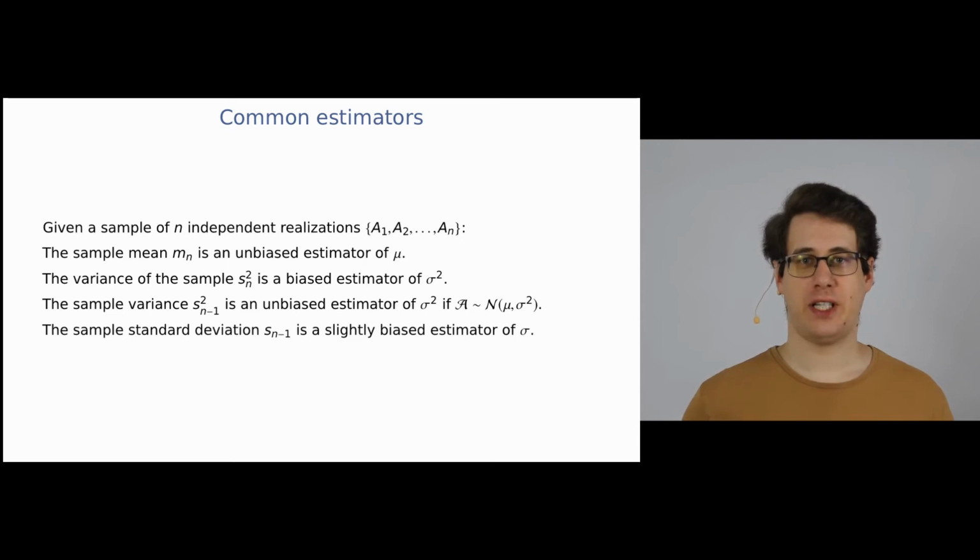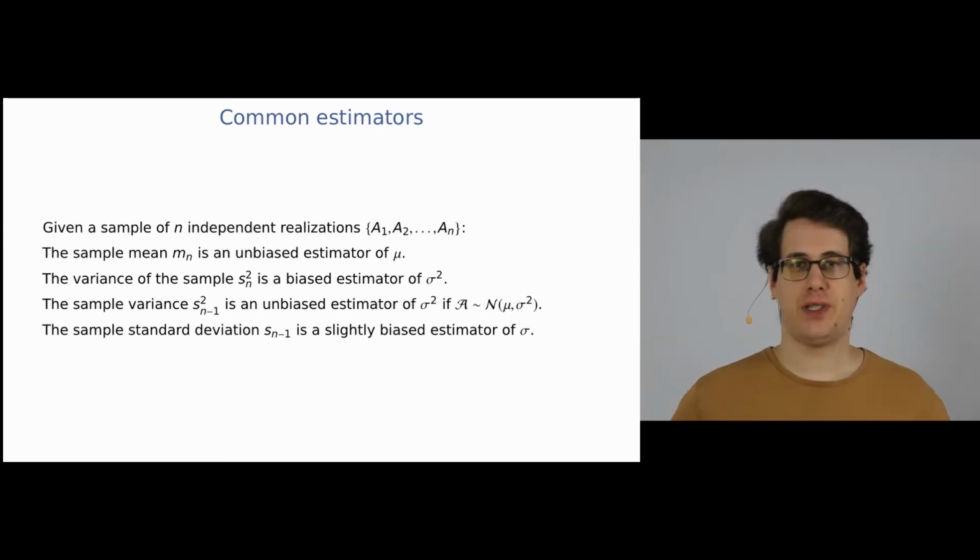The sample standard deviation is simply the square root of the sample variance. It is a biased estimator of sigma because the square root introduces a small deviation. However, this deviation is quite small for large sample sizes, in which case it is quite common to neglect it. This is due to Jensen's inequality. We can now use these building blocks to create our estimators.